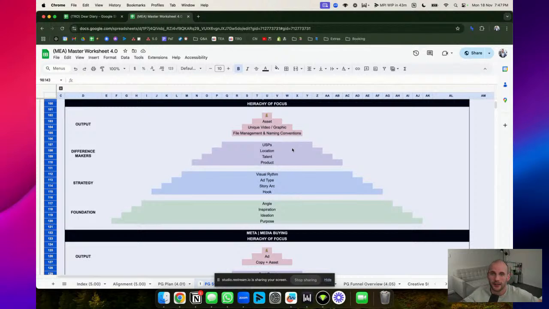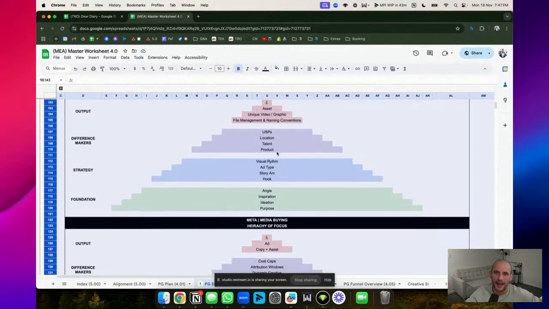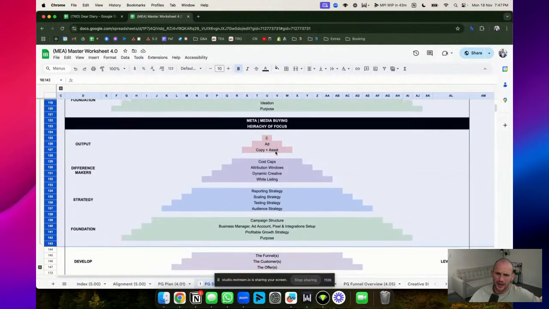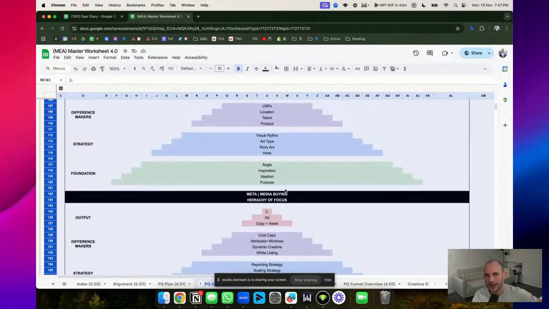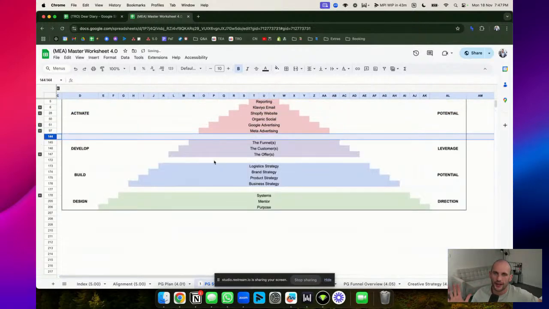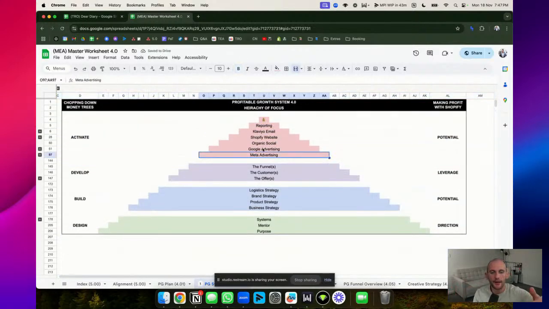Is it the laundry list of items here? Is it my USPs, my locations, my talents, my visual rhythm, my ad type, my story arc, my hook? Is it because I'm not using cost caps or attribution windows, my reporting strategy, my campaign structure? It's a whole thing.